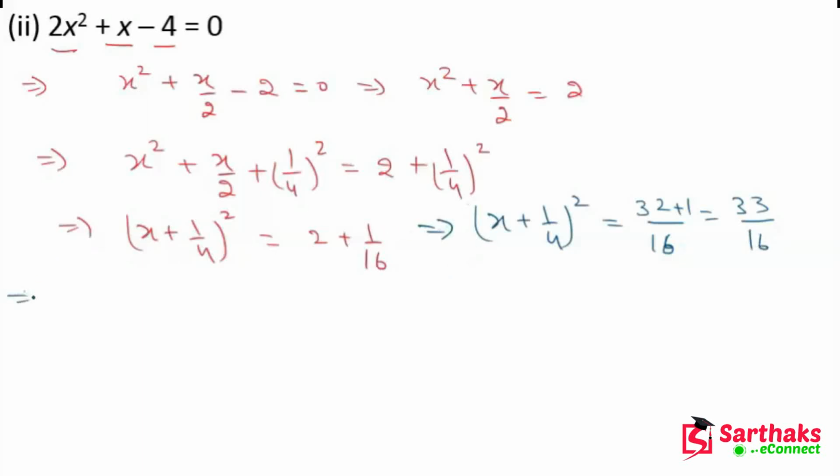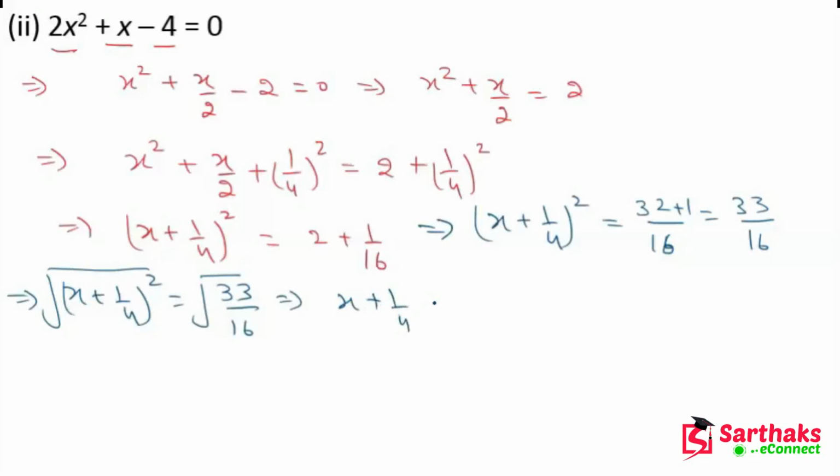Now take the under root. x plus 1 upon 4 whole square is equals to 33 upon 16. Now take the under root. So we get x plus 1 upon 4 is equals to plus minus root 33 divided by 4. Okay. Now first take the positive part. So we get x plus 1 upon 4 is equals to under root 33 divided by 4.